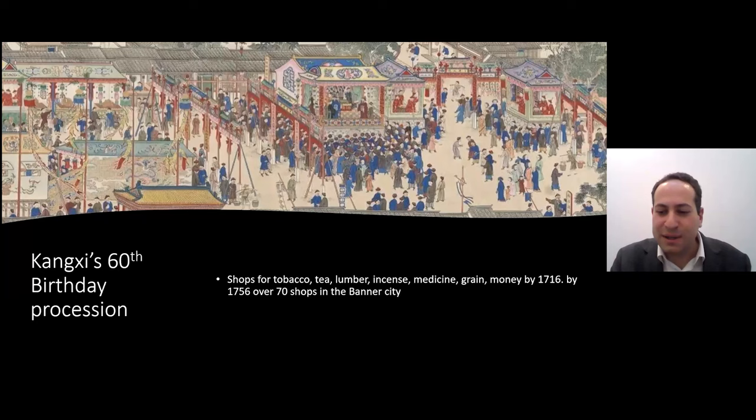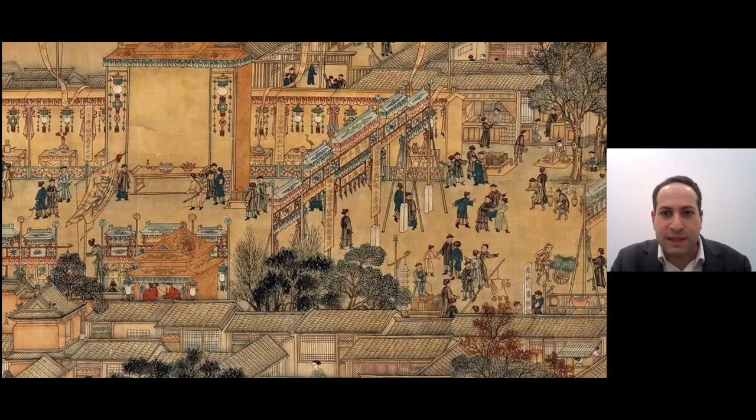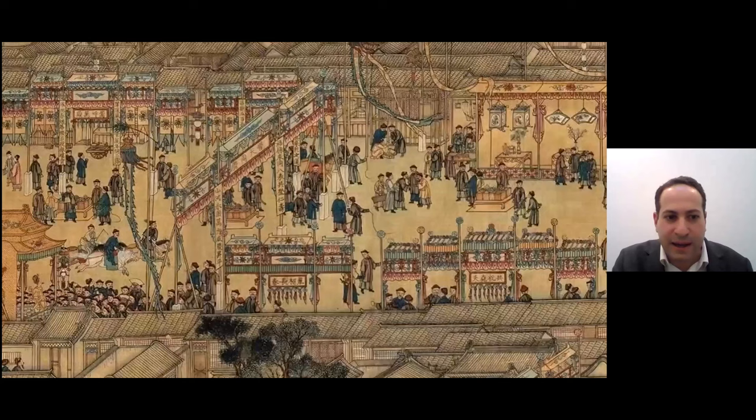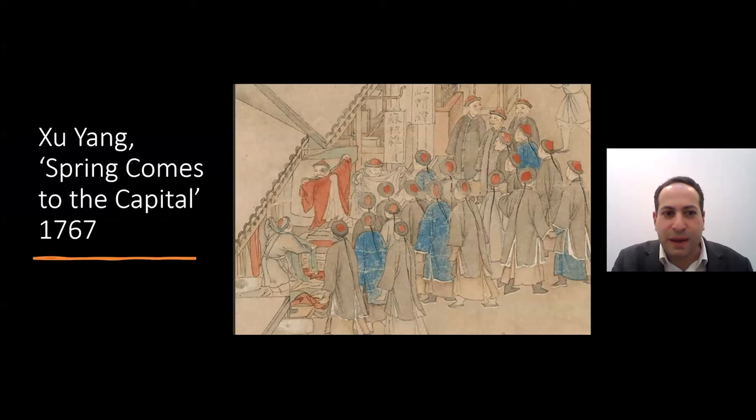This is the painting. Here are just a few details of it. Really fascinating painting. If you want to spend more time, you can see different shops and lantern sellers and paintings and things like that. Beijing opera, and someone having an argument somewhere. You see in Xu Yang's painting, Spring Comes to the Capital, there are shoppers buying robes. So that was another favorite pastime.